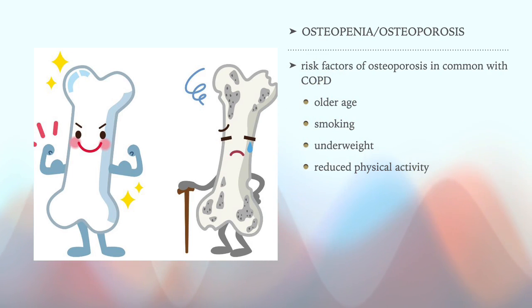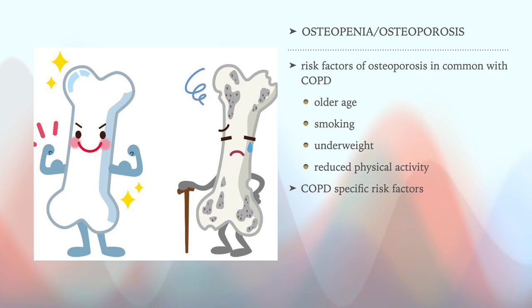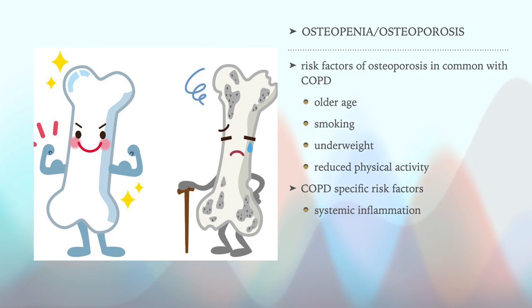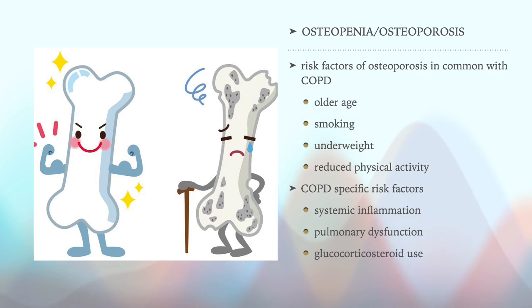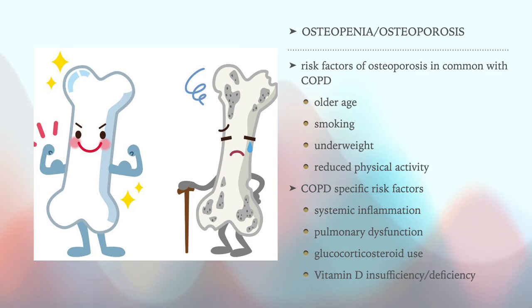COPD also has specific risk factors for developing osteoporosis or osteopenia, and that's due to systemic inflammation, having breathing issues, using glucocorticosteroids, which many of you might know better as taking steroids, prednisone, and lastly, having low vitamin D levels.